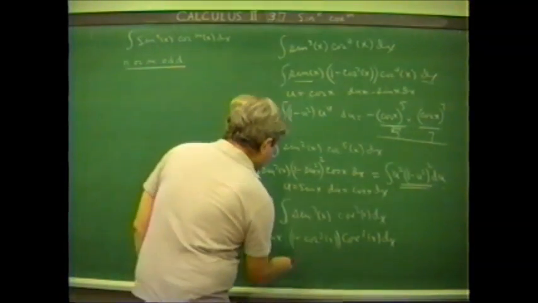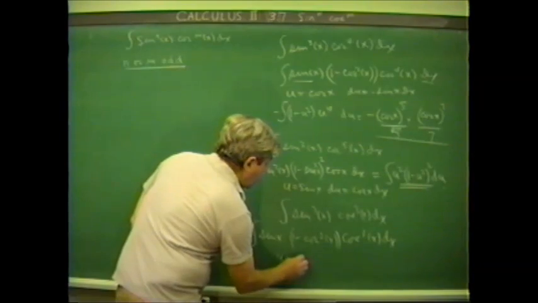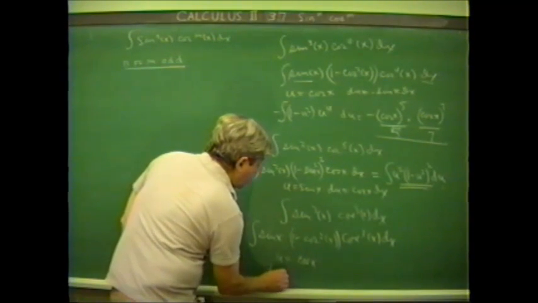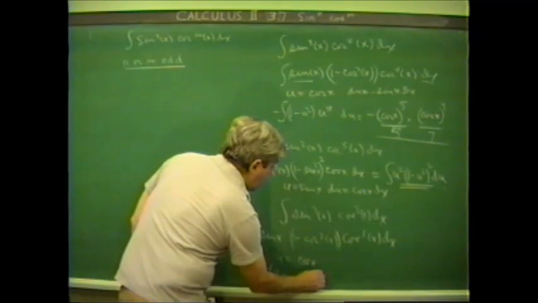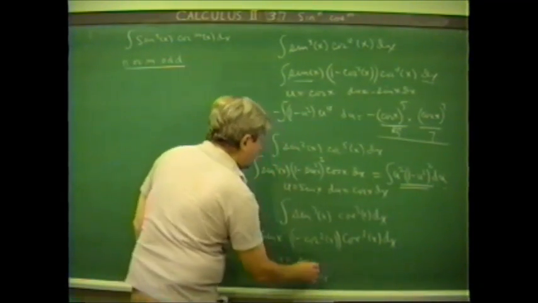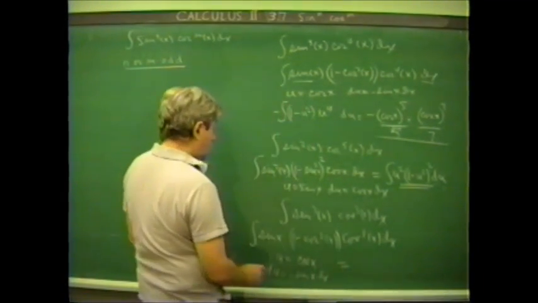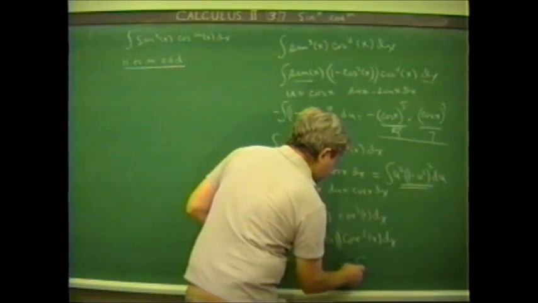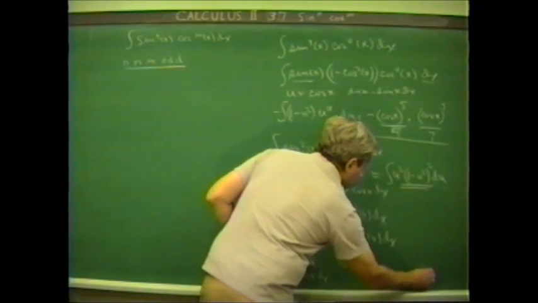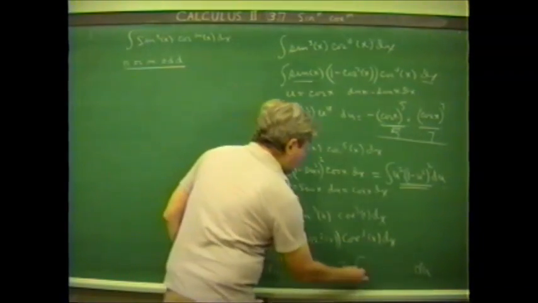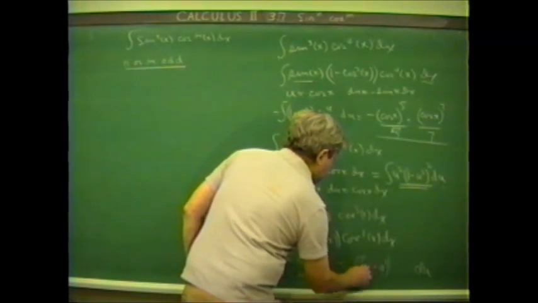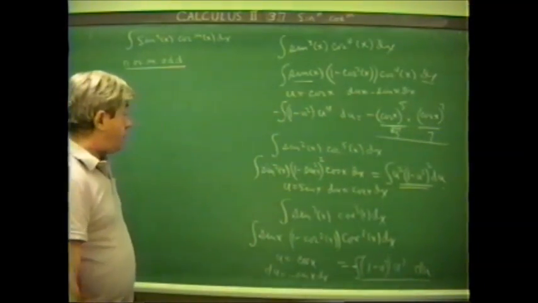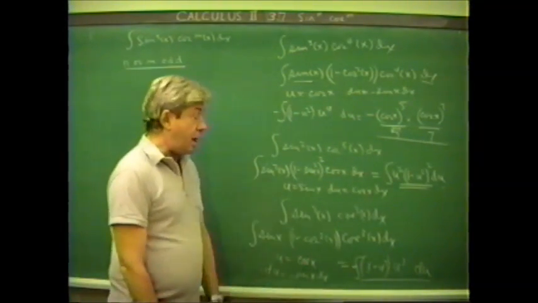And now u is equal to cosine x, du is minus sine x dx. We find that this is equal to the antiderivative of sine x dx is minus du, so we get minus here du. Then this is 1 minus u squared times u cubed. And that's a polynomial in u. The antiderivative is easy. And then you just make the substitution back, u equals cosine x.